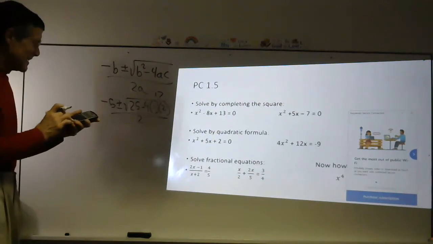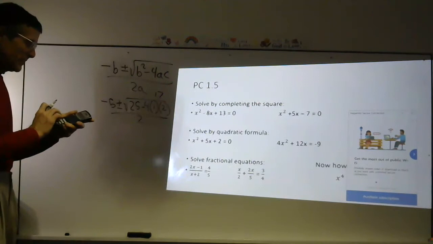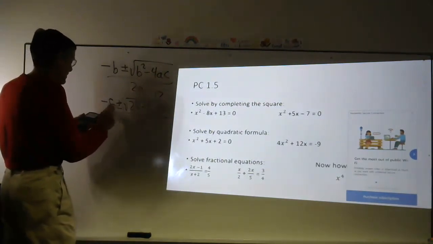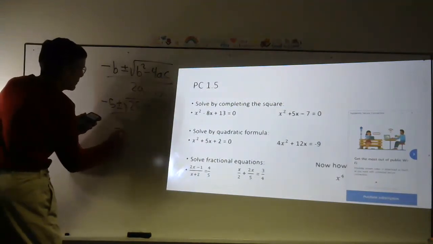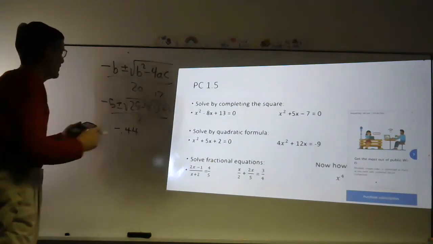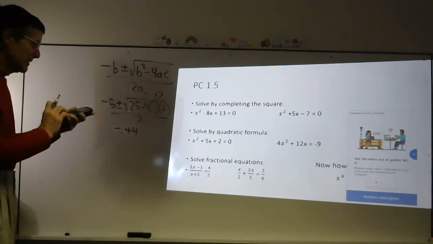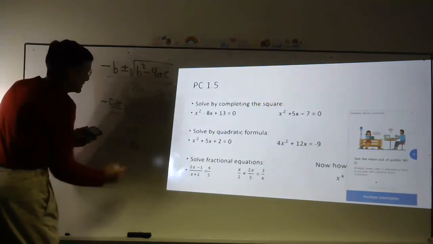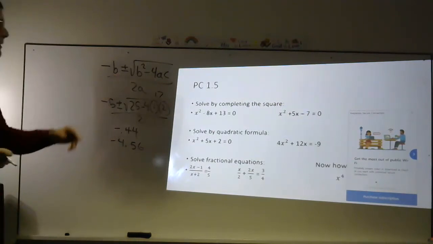So I have negative 5 plus the square root of 17 is negative 0.876. I'm going to divide that by 2. I get negative 0.44. Then I have negative 5 minus the square root of 17, divided by 2, and I get negative 4.56. Okay? Whew, what a struggle. Let's go to the last one.